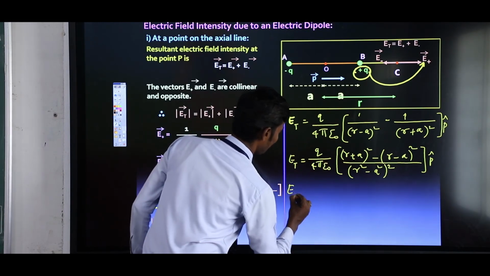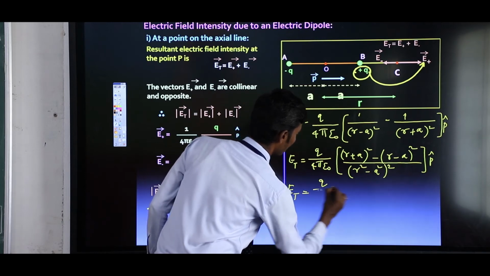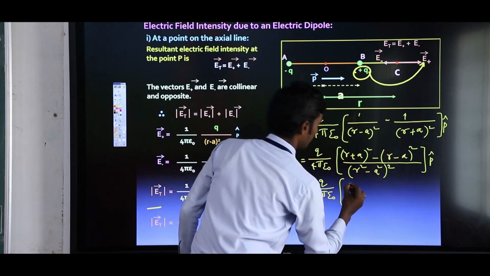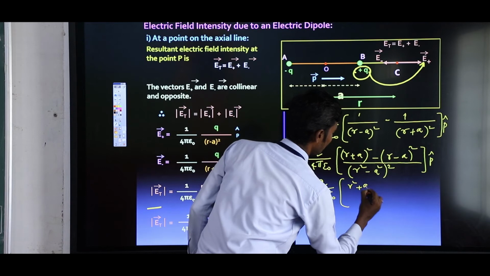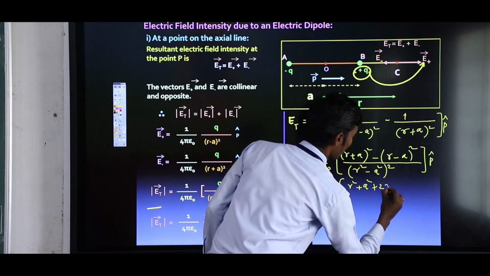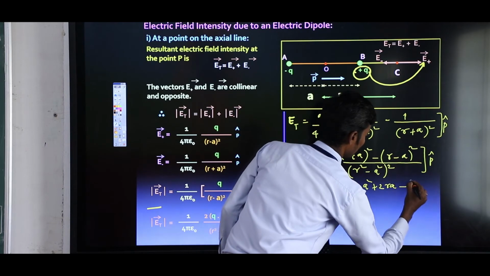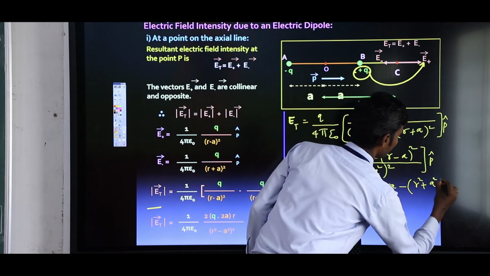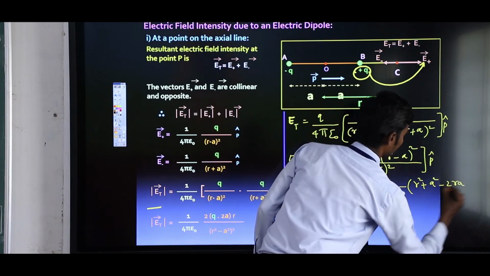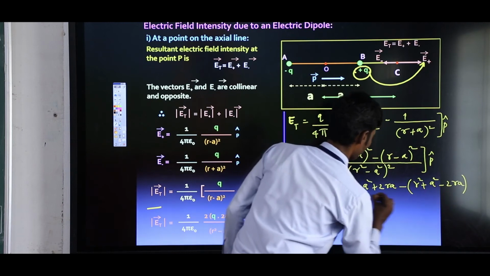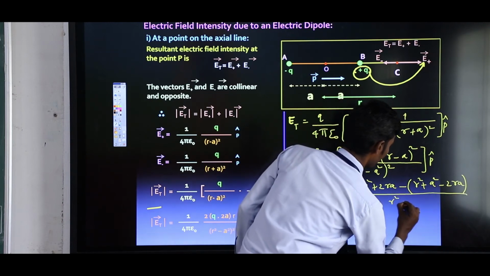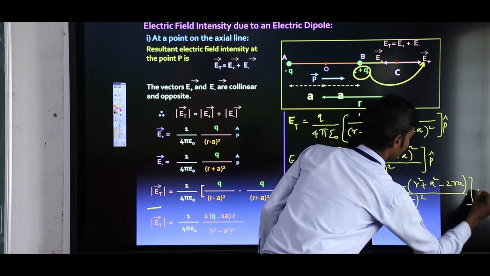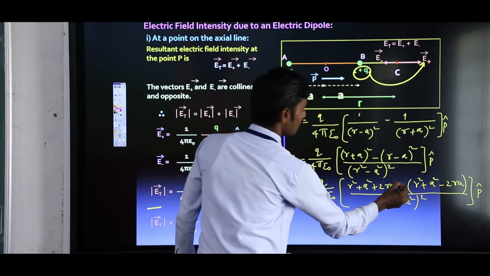So total electric field Et equal to q by 4 pi epsilon naught into r square plus a square plus 2ra, here minus, r square minus, which means plus a square minus 2ra, divided by r square minus a square whole square, into P cap. Okay, you want to multiply this minus.